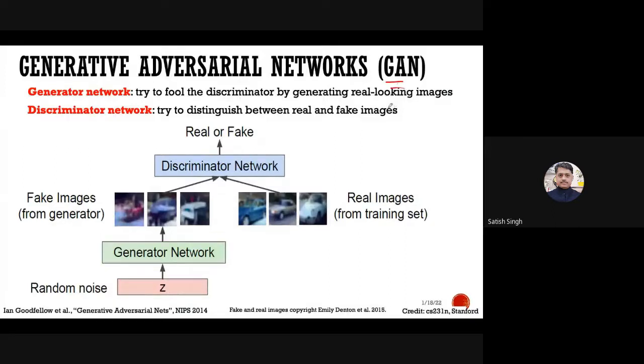Then we know about the generative adversarial networks. So here an adversary is being used. So there are two types of network.